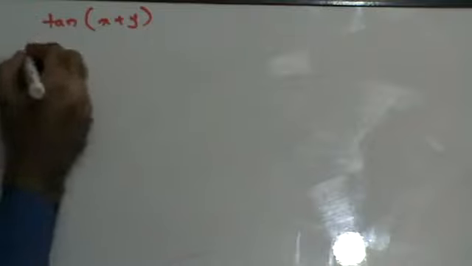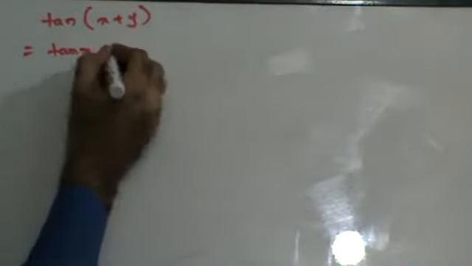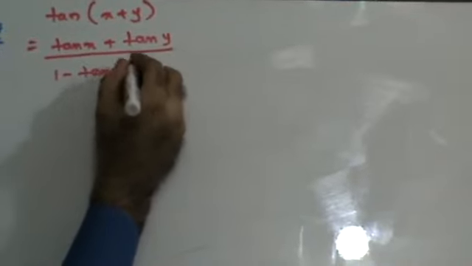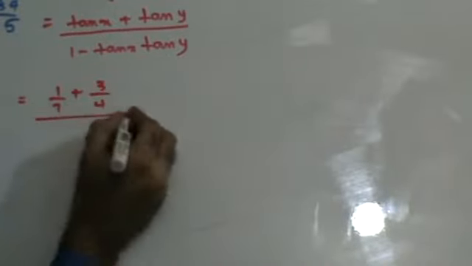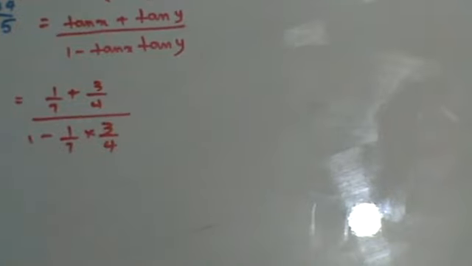Right? Let's apply the addition formula to this. Tan(A plus B) is nothing but (tan A plus tan B) upon (1 minus tan A tan B). Right? Now, this can be written in terms of tan x. Let's look at that figure. We can find out the value of tan x. Tan x is nothing but 1 by 7, plus tan y. Tan y is going to be 3 by 4, upon 1 minus tan x tan y. Tan x is 1 by 7. Tan y is 3 by 4.